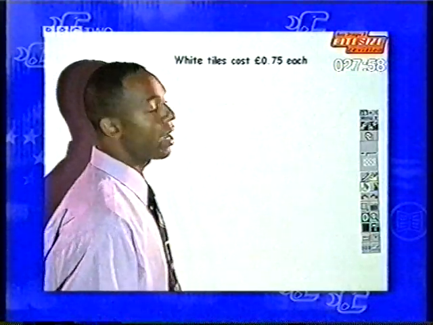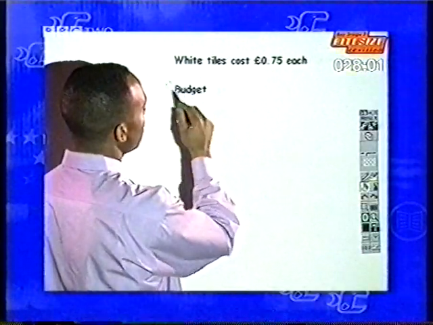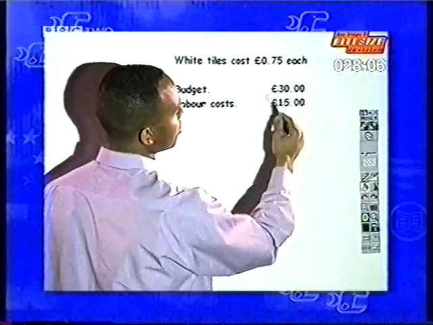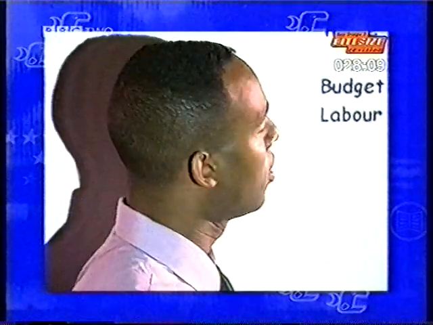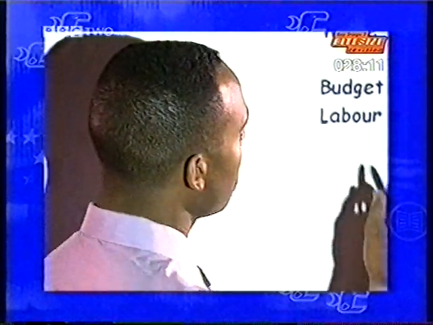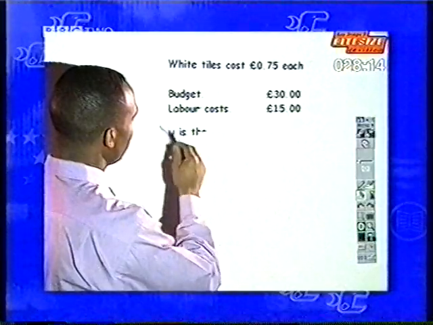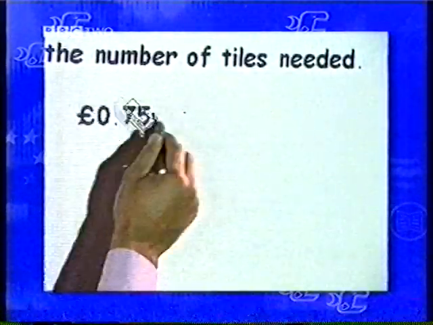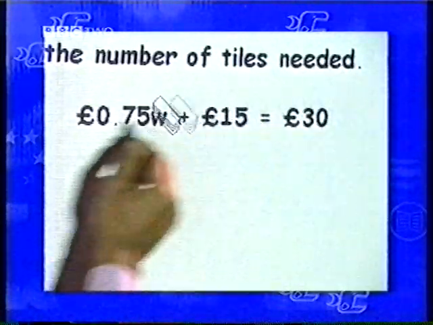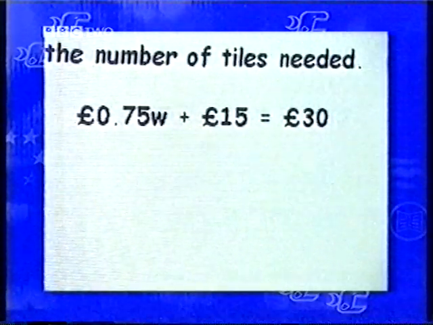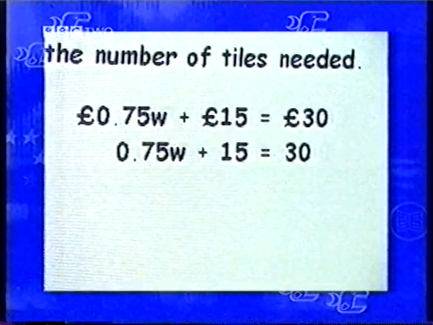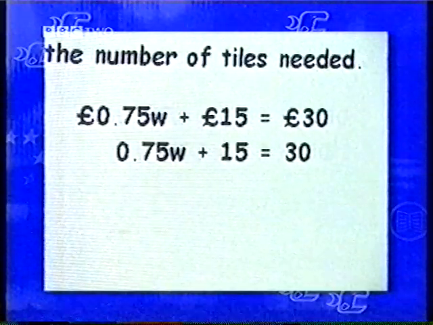Right, so what I'm interested in finding then is how many tiles I can afford to buy with a budget of £30 and a labour cost of £15. Right, let's represent the number of tiles using a symbol W. W is the number of tiles needed. So let's come up with an equation. 0.75W plus £15 equals £30. We can simplify this and represent it like this: 0.75W plus 15 equals 30.